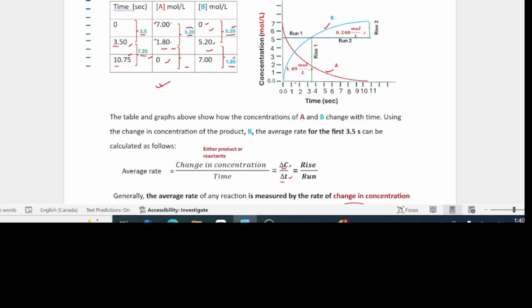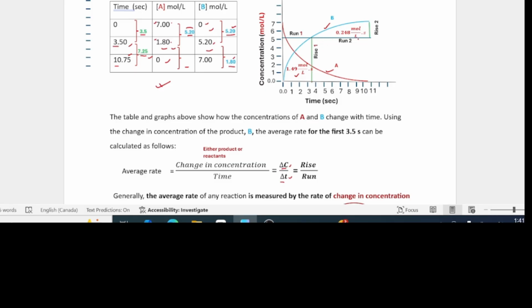Second point, I want you to look at how you can use this graph to calculate the average rate for these two segments here. For the first 3.5 seconds, by taking the rise here, which represents the change in concentration, which is moving from 0 to 5.2, and then you take the time here, which is 3.5. Doing that, take the rise and divide it by the run, that gives you the average rate. It is 1.49 moles per liter per second.